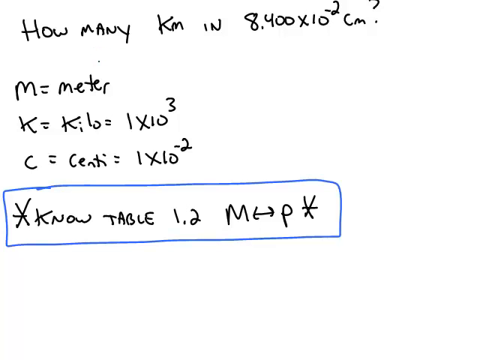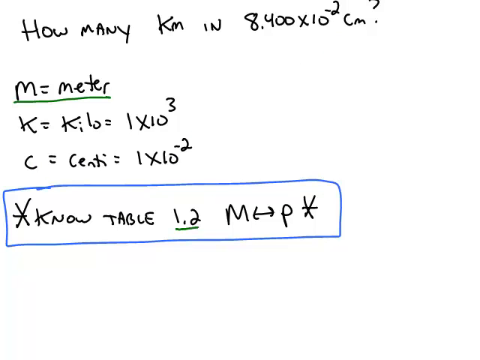Here's another dimensional analysis problem. We're trying to convert 8.400 times 10 to the negative second centimeters into kilometers. Centimeter and kilometer are both versions of the standard scientific unit of length, which is a meter. Lowercase k stands for kilo, which is defined to be 1,000 or 1 times 10 to the third. Lowercase c is centi, 1 times 10 to the negative 2.